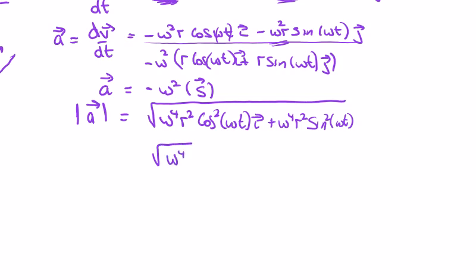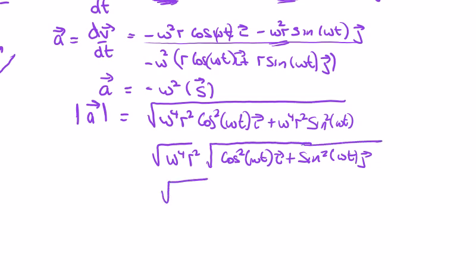So if I factor out my w to the power of 4, or squared, is the product here, I can create two brackets, and I have cos squared wt in the i direction plus sine squared wt in the j direction. I'm going to get the square root of w to the power of 4 or squared times 1, which is just w squared r. So this is the magnitude of my acceleration.